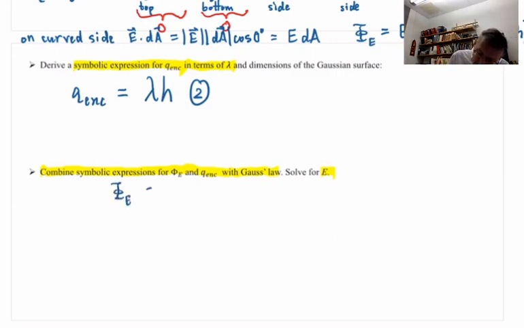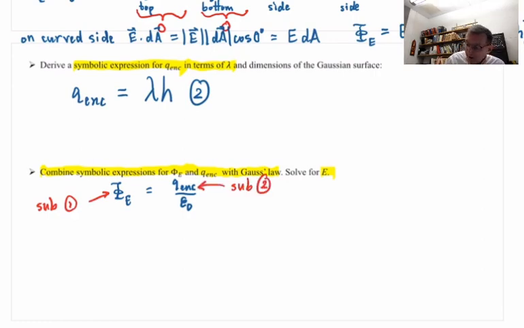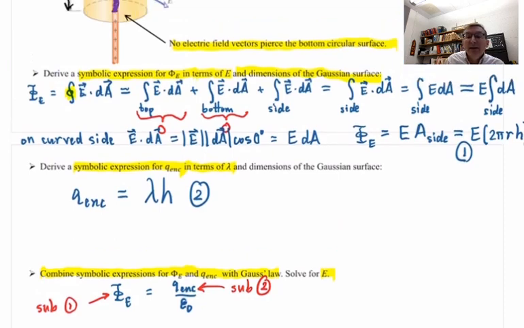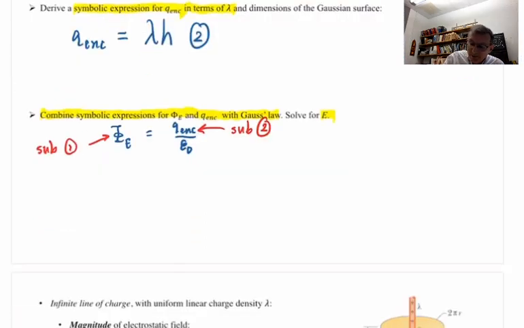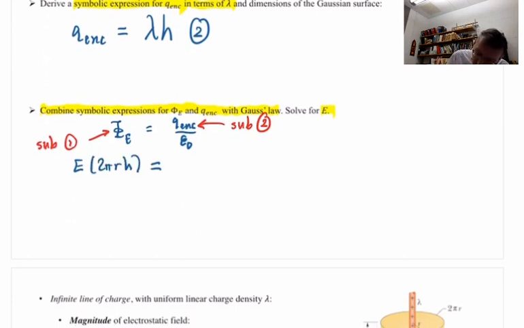Phi electric equals Q enclosed over epsilon 0. So we substitute equation 1 in for the flux, and we substitute equation 2 in for the enclosed charge. Remind you, there's equation 1: E magnitude times 2 pi RH. Of course, you can see there equation 2 for Q enclosed. So E magnitude times 2 pi RH on the left equals Q enclosed, lambda H, divided by epsilon 0, and then solve for E.